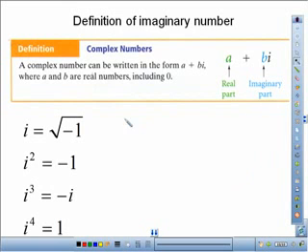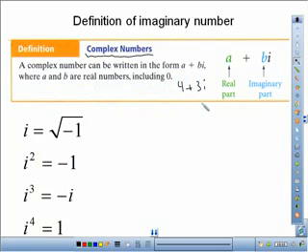First of all, let's define what a complex number is. A complex number is any number that has a real part and an imaginary part. For example, 4 plus 3i. The 4 is considered real because it's just a real number. Now the 3i is imaginary because it has the letter i. So together, this is considered a complex number because it has a real part and an imaginary part.